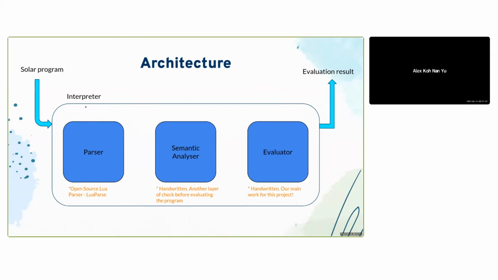The first component is a parser. Instead of using a parser generator like ANTLR, we chose to use an open source Lua parser because Solar is heavily inspired by Lua. The second component is a very tiny component that was handwritten by us. It's the semantic analyzer. It's just a very tiny component to conduct another layer of checks before we evaluate the program. And of course, the heart of the interpreter is the evaluator. This is handwritten and it's our main work for the project.